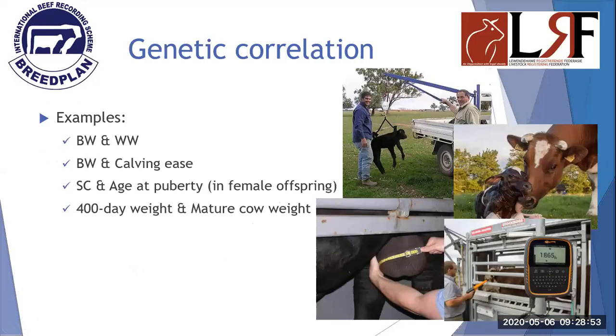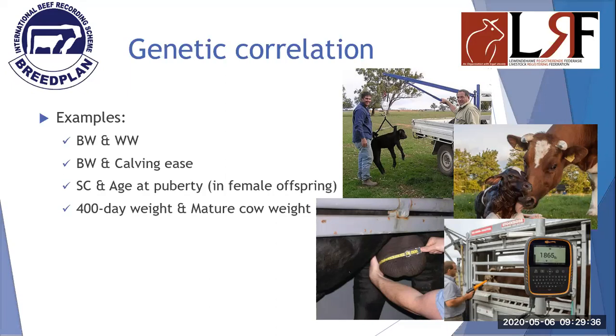So we can use the genetic correlation between traits to our advantage, but it might be a disadvantage as well, and we should keep that in mind. So for example, birth weight and weaning weight are positively correlated. Birth weight and calving ease are negatively correlated. So as birth weight increases, calving ease decreases. Scrotal size and age at puberty are also negatively correlated. So as scrotal size increases, age of puberty in female offspring decreases.